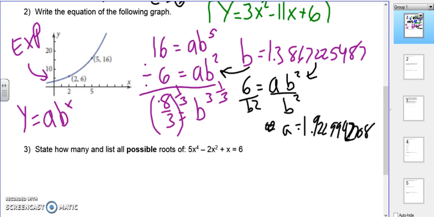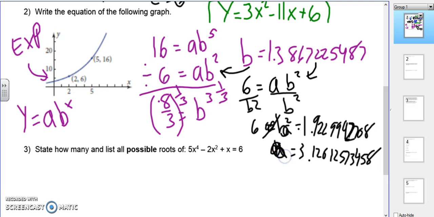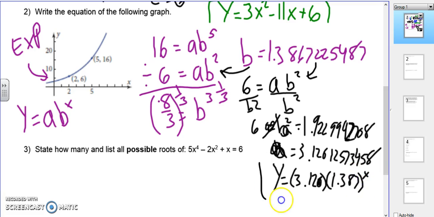Actually, that is what B squared is. Sorry. B squared is that. Now divide by 6. I knew something didn't look right. Okay, so B should be 3.12012573458. Okay, now, oh, I'm sorry, that's A. Okay, so now we're going to plug in rounded. So A is 3.120, and then B is 1.387 to the X. So that should be my final answer.